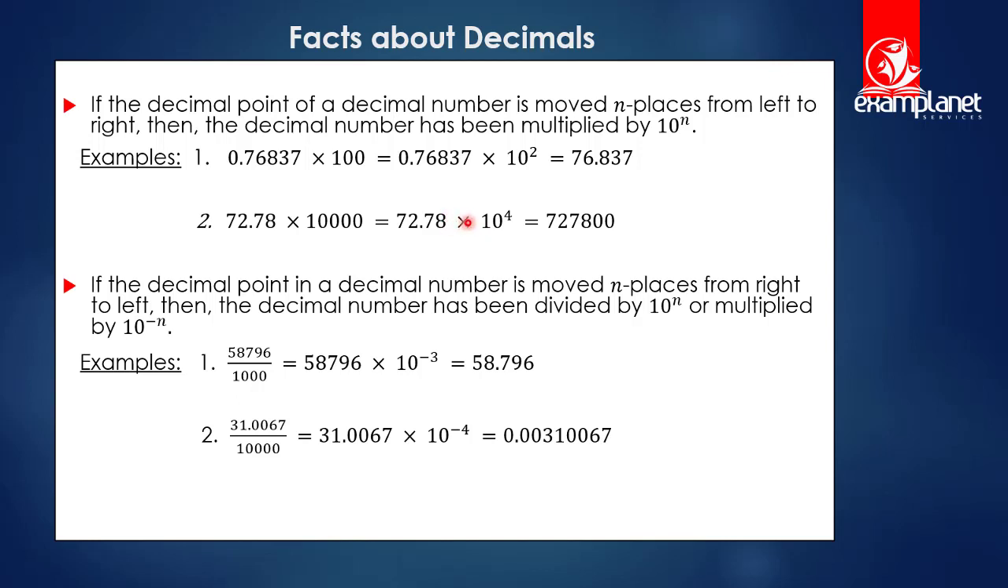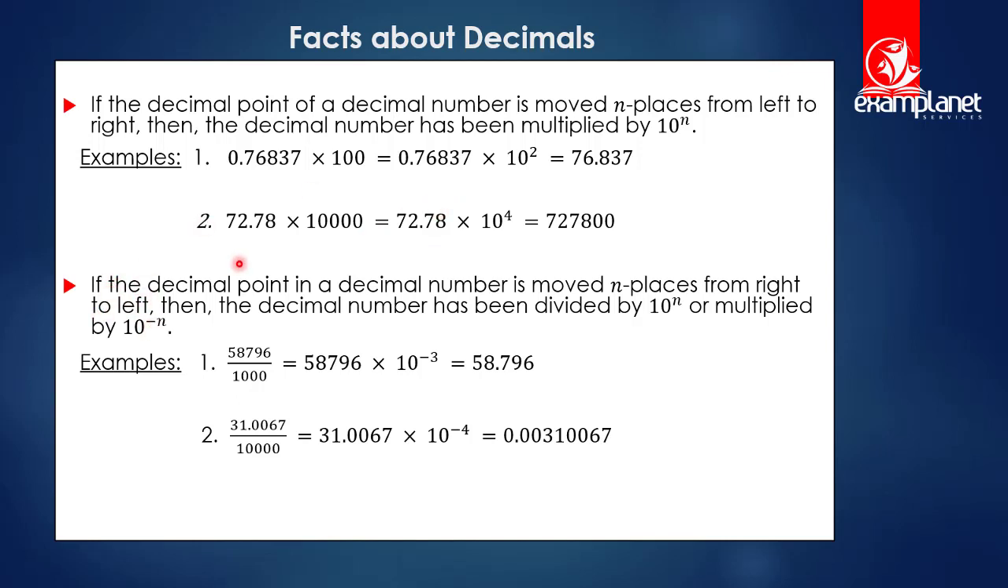So I'll fill those spaces with zeros. And that gives me 727800. All right, so that is the result of this multiplication. So that's exactly what we're talking about there. So moving a point from left to right simply means you are multiplying the number by 10 raised to the power, the number of times you move.